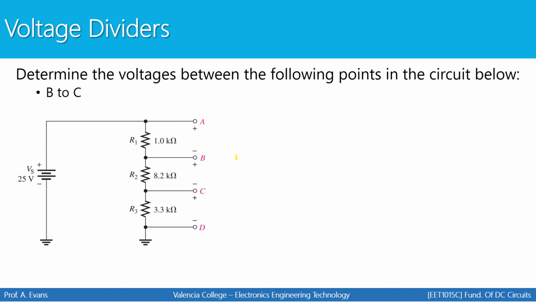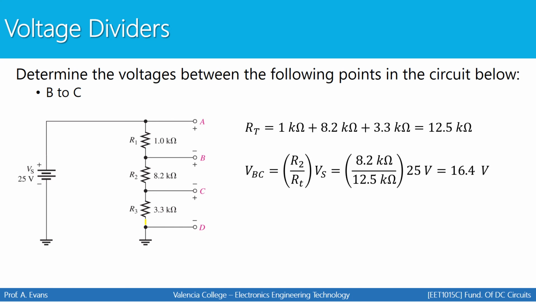Next, we're going to find the voltage from point B to point C. To do this, again, you still have to start by having the total resistance of all of your elements that are in series. And then to find the voltage from point B to point C, our voltage divider will have a numerator of 8.2 kiloohms because that's the only resistance I have from this point to that point. And you're going to divide by the total resistance and then multiply by your source voltage.